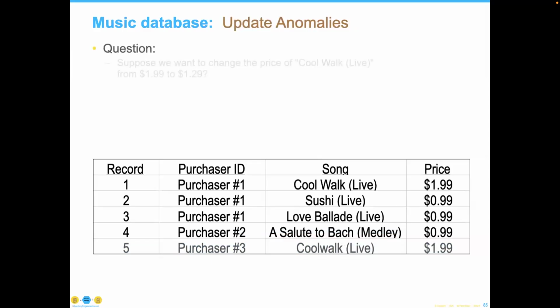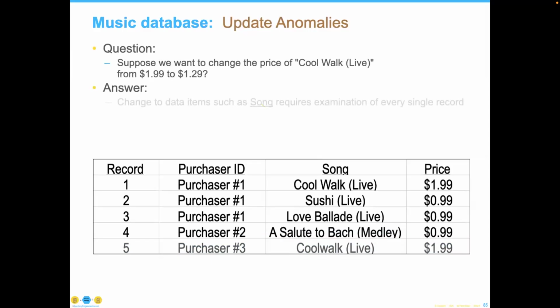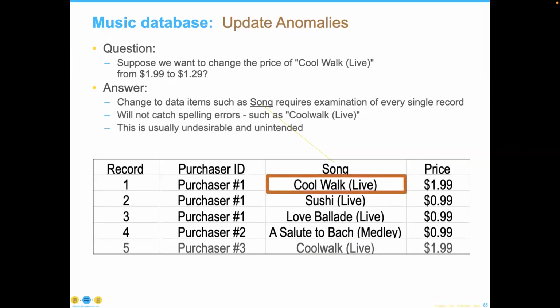Finally, we have update anomalies that we can put in place. And again, I'm giving these to you so you can use them as real easy illustrations. So here's our song here now. I want to change the price of Cool Walk Live from $1.99 to $1.29. Somehow it didn't pass our quality control piece. Well, in order to do that with this table, I'm going to have to look at every song in the entire database and find out whether or not it is Cool Walk Live and then change the price. That assumes that Cool Walk Live is spelled correctly each place along the way.